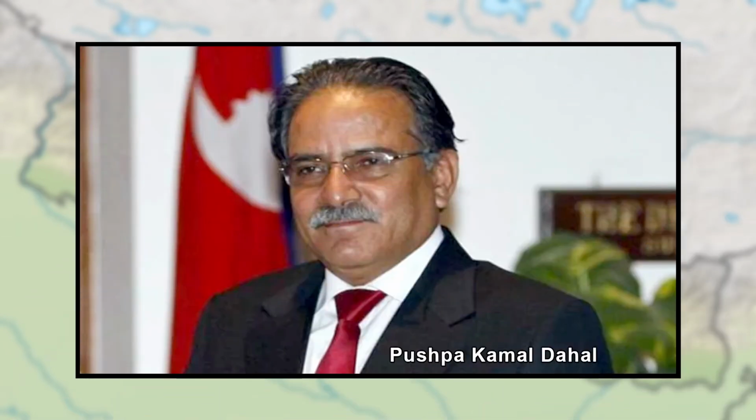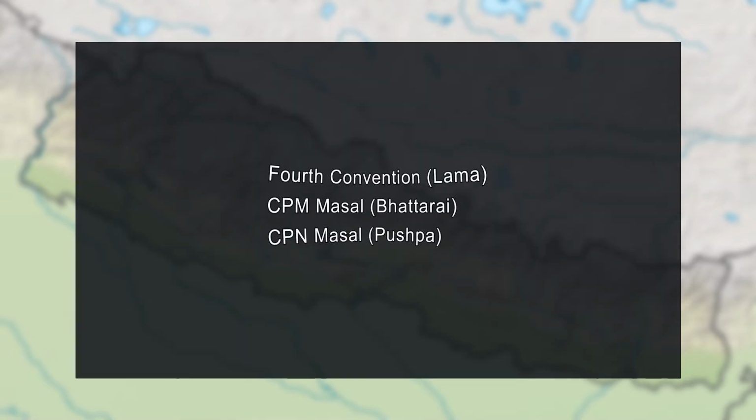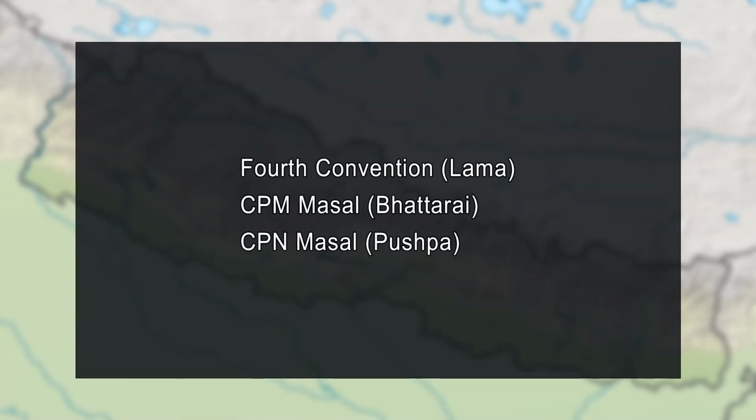Baburam Bhattarai became General Secretary of the party in 1980. Mohan Badya broke away from the main party to form CPN Masal. In 1984, Pushpa Kamal Dahal became General Secretary of the party in 1989. In 1990, various hardcore Maoist groups formed the CPN Unity Center with Pushpa Kamal Dahal as chairman. The fourth convention, Lama, CPN Masal Bhattarai and CPN Masal Pushpa were the major constituents.